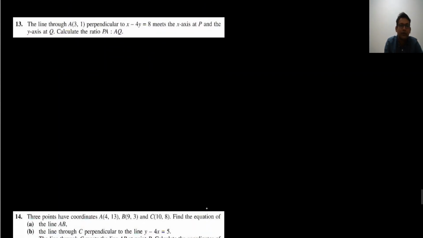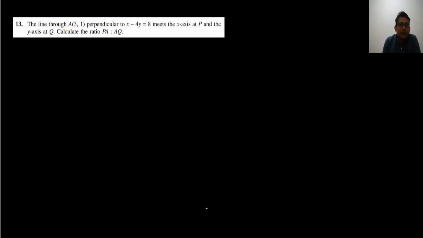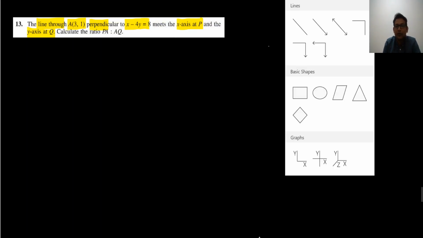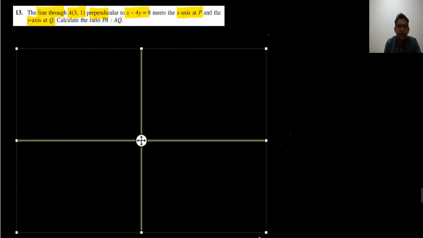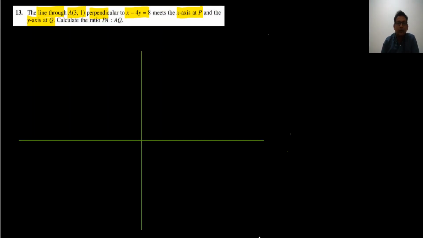Okay, in question number 13, it's a little bit different. Here, a line through A is perpendicular to this line, and meets the x-axis at point P and the y-axis at point Q. Normally we are not allowed to draw a sketch in coordinate geometry, but just to explain, suppose the coordinate 3, 1 is here. This is A, 3, 1.